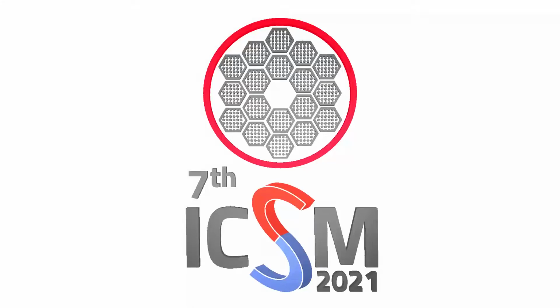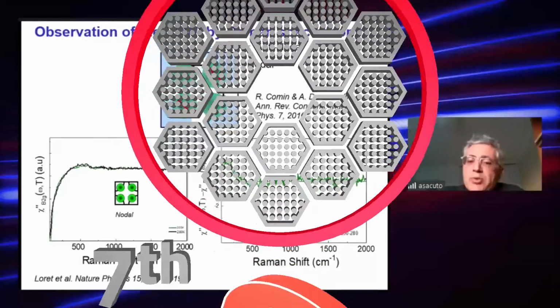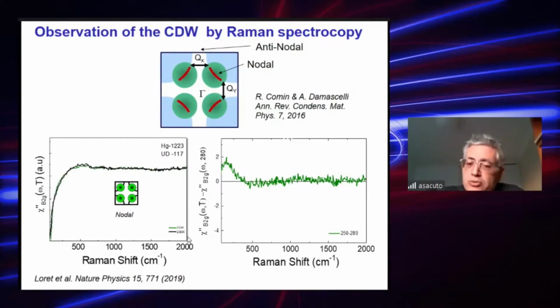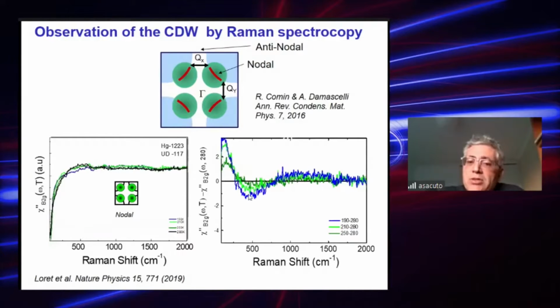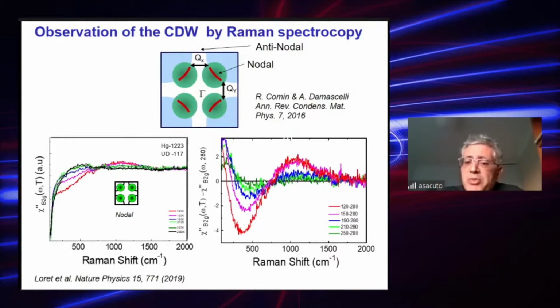Here's a subtraction of the Raman response by Z1 at close to room temperature, 280. When we decrease temperature, we see a dip in time. And we're above TC. This dip in time, which corresponds to a transfer of spectral weight, is not due to superconductivity because it appears above TC.